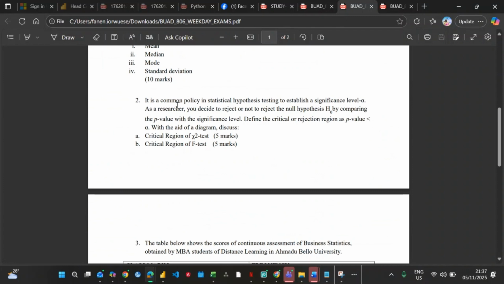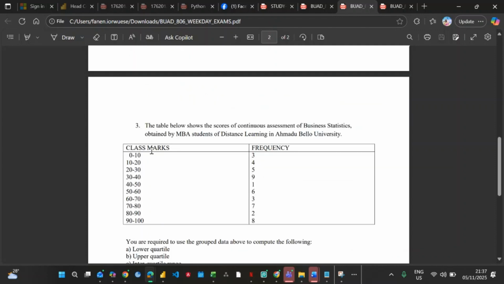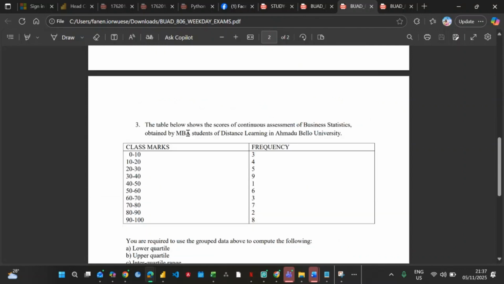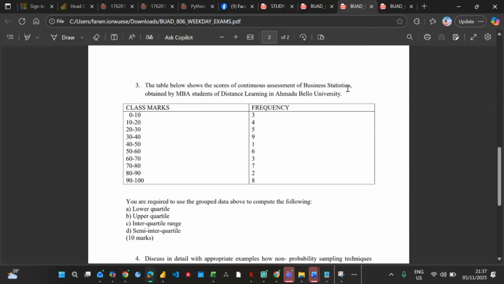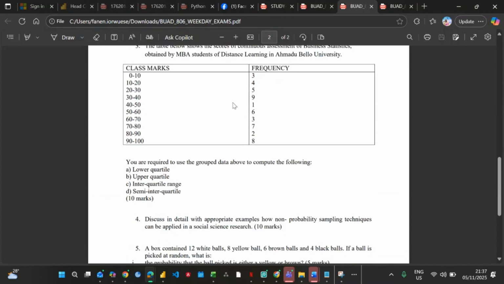That thing that looked like an A is an alpha. As a researcher, you decide to reject or not to reject the null hypothesis. So by comparing the p-value with the significance level, which is the alpha, you define the critical or the rejection region as p-value less than alpha, with the help of the diagram we discussed: the critical region of the chi-squared test, and then the critical region of the F test. So all those things. So we have another question, number three.